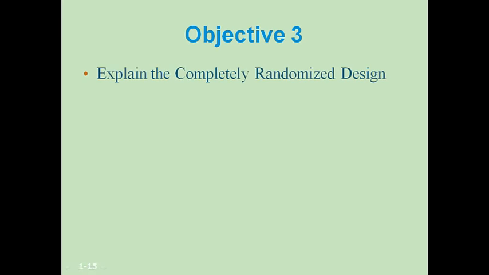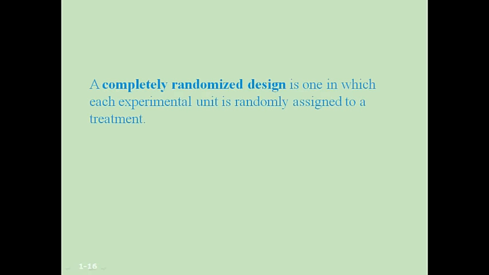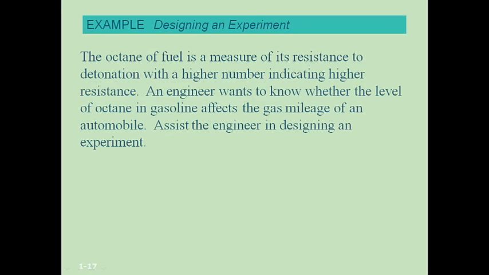Objective 3, we want to explain the completely randomized design. A completely randomized design is one in which each experimental unit is randomly assigned to a treatment. So let's look at an example. Here, the octane of fuel is a measure of its resistance to detonation, with a higher number indicating higher resistance. An engineer wants to know whether the level of octane in gasoline affects the gas mileage of an automobile.